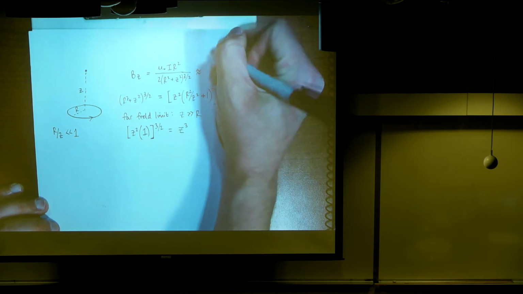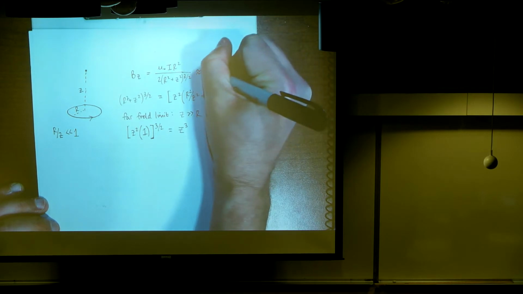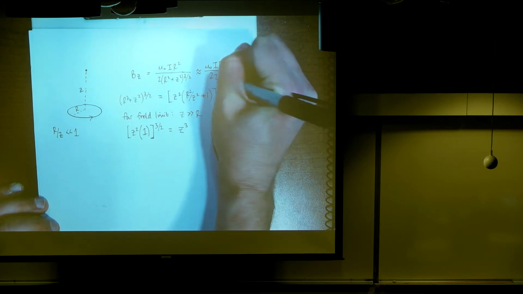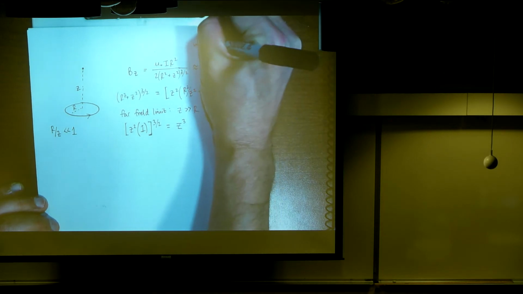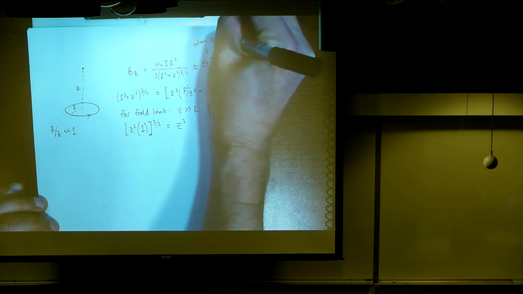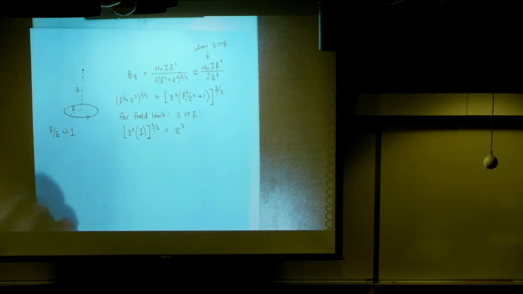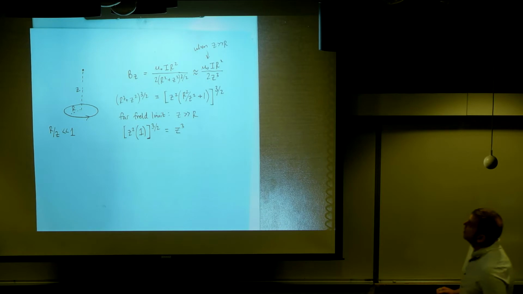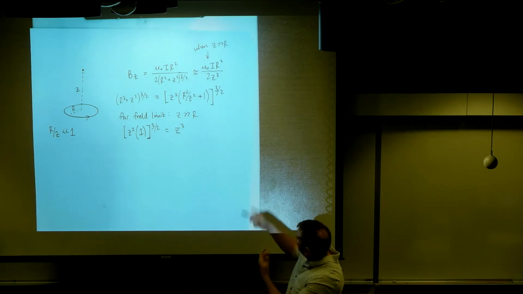So what we have is mu naught times I times r squared divided by 2 times z cubed. Again, this is when z is much, much bigger than r. That's when this approximation holds true. The thing you should notice about that is that we have a 1 divided by z cubed dependence.